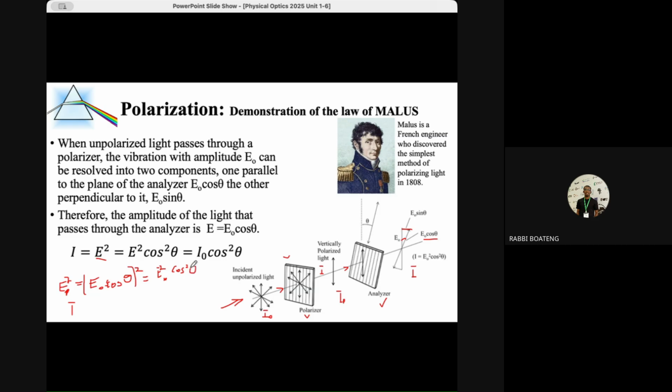My handwriting. And if I do this, E naught squared is the same as I. Is that okay? So I can ignore this and just write I naught. Is that okay? That is how we manage to get the I naught cos squared theta.